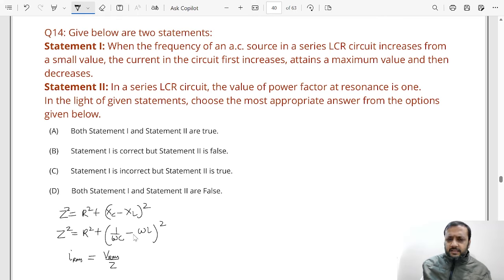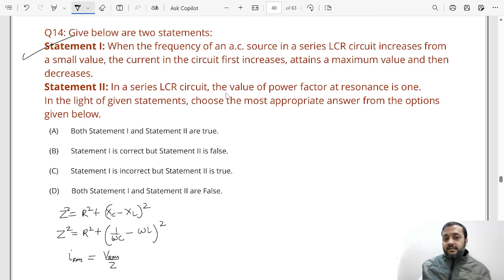Now as omega starts increasing, this value will become finite, it will decrease, decrease, decrease. So effectively Z becomes minimum at resonance when this term becomes 0, and at that value Z becomes equal to R. Then the current in the circuit becomes maximum. If you increase omega beyond that, then again this term becomes positive. Now omega L becomes more than 1 by omega C, and now again Z starts increasing, and you can say that again current will start decreasing. So statement 1 is absolutely correct.